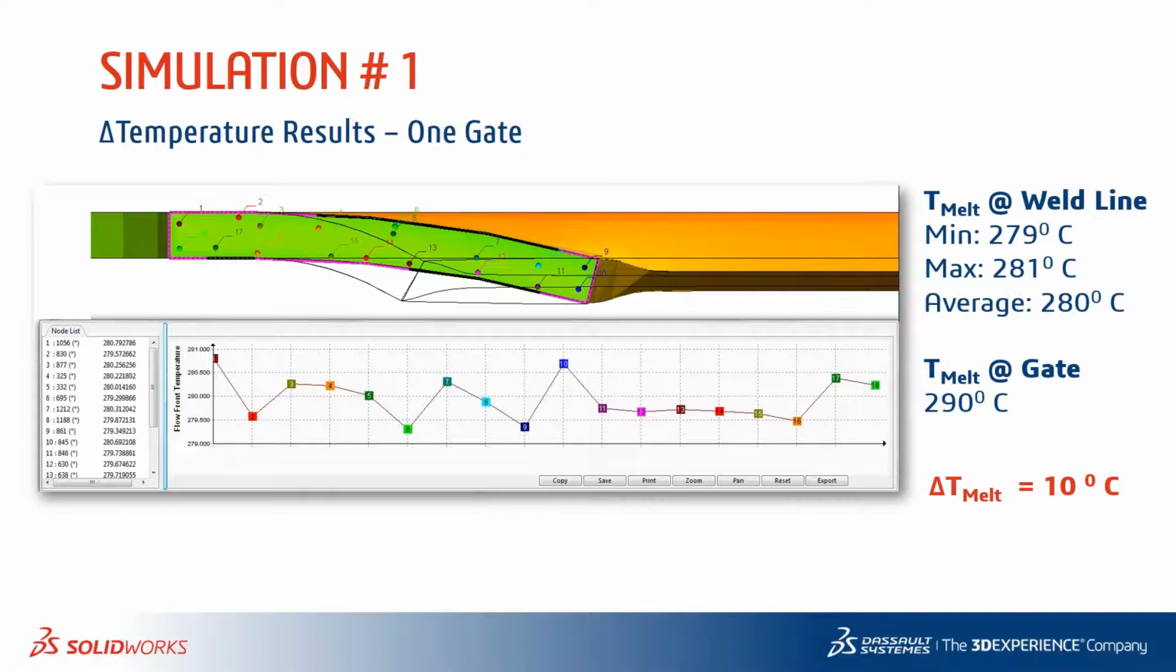Like Dr. Malloy alluded to earlier, the key here is to keep the melt front temperature as high as possible, closer to the melt temperature at the gate. So here you can see that with the single gating option, even though you get fewer welds, the integrity of the welds might be in question.